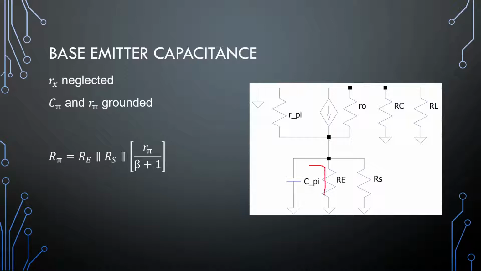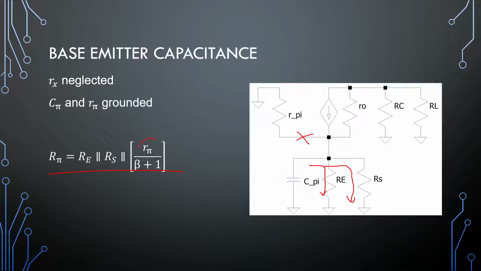In parallel with itself, it's seeing RE, it is seeing RS, and backwards through the transistor, or if we were using the T model, we would be seeing small re, or rather r pi over beta plus 1. So RE parallel to RS parallel to small re. And that is all the resistance that C pi is seeing.